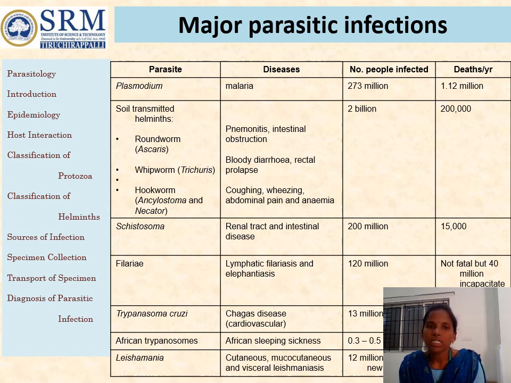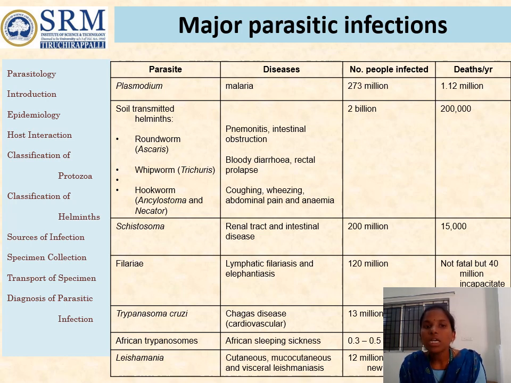Next, soil-transmitted helminths, that is worms: roundworm, whipworm, hookworms. They cause pneumonitis, intestinal obstruction, bloody diarrhea, rectal prolapse, coughing, sneezing, abdominal pain, and anemia. So, 2 billion people can be affected by helminthic worms, and 2 lakh people die from helminthic worms.